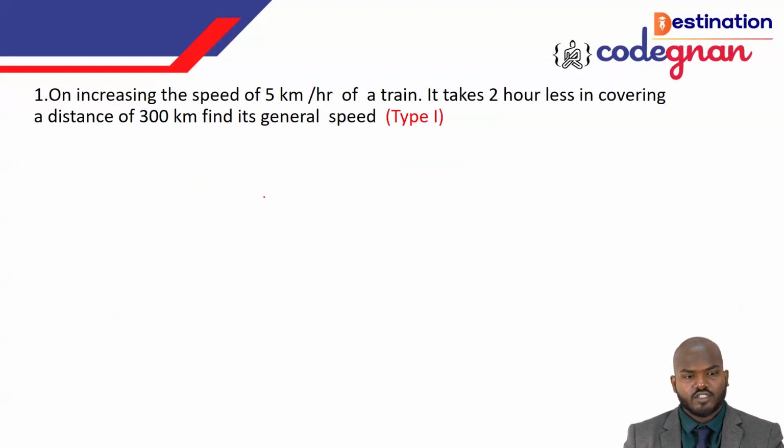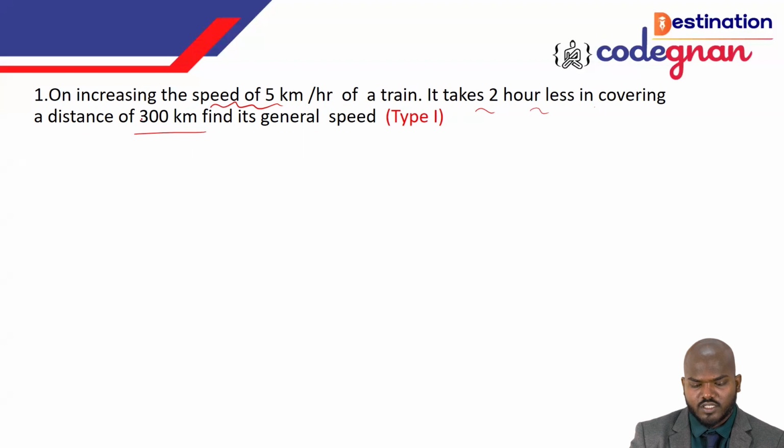Okay, so next one, you see this one: on increasing the speed of a train by 5 kilometers per hour, it takes 2 hours less in covering the 300 kilometer distance. What is the question talking about? Anyone having any idea about it? We have already taught this sum probably. We have already discussed this particular sum.